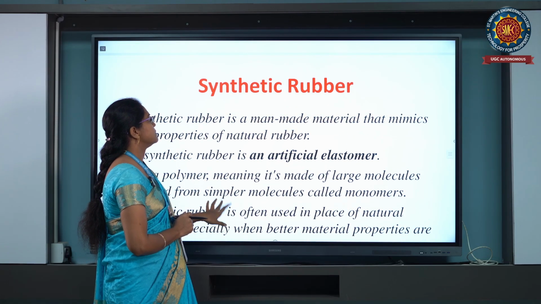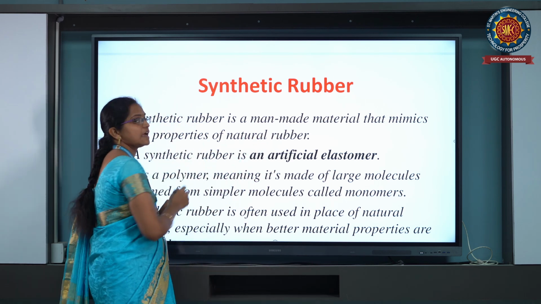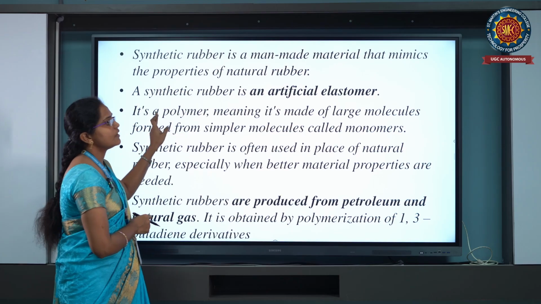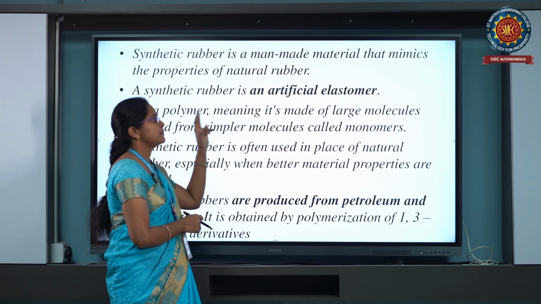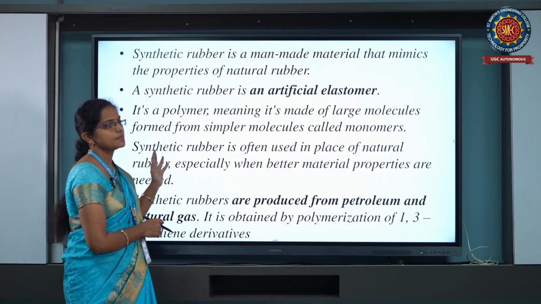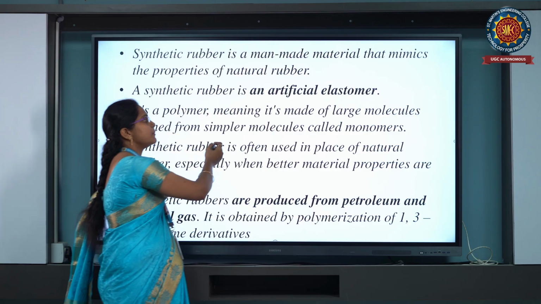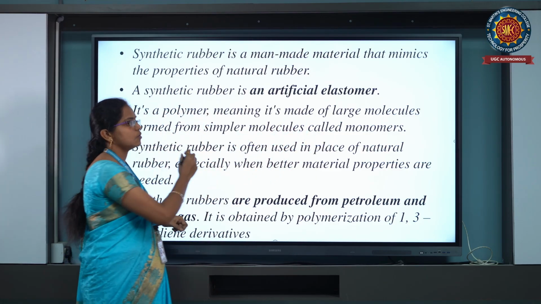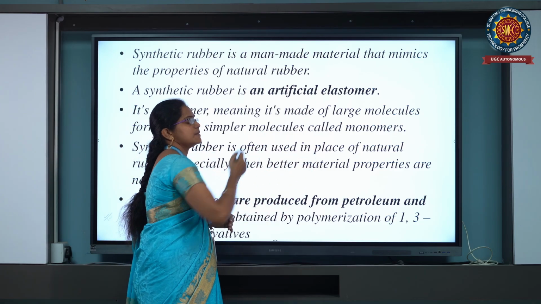Next one, synthetic rubbers. Synthetic rubbers are man-made materials, not natural rubbers. Okay, synthetic rubbers are artificial elastomers. One other name is artificial elastomers. It is a polymer. Polymer means a simple molecule called a monomer, and these monomers combined together form the polymeric form.